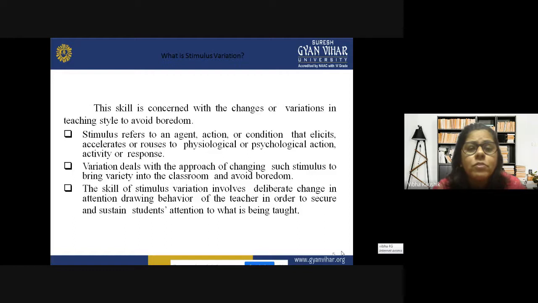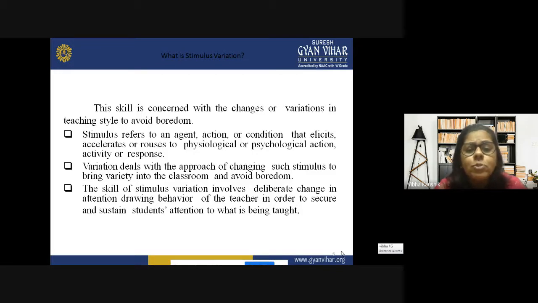Now, stimulus refers to an agent, action, or condition that elicits, escalates, or rouses physiological or psychological action, activity, or responses from the learner. Variation deals with changing the different approaches that will be used by the teacher while teaching, such stimulus to bring variety into the classroom teaching and avoid the boredom of the learners.